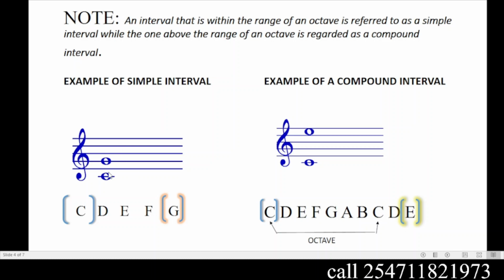The first example of a simple interval, you're having from the middle C here to G. This is C, D, E, F, G. When you count them, there are 5. So it's a fifth. So it's less than an octave, meaning it's a simple interval. So C to G is an example of a simple interval. But when you look at this one, we have C to E. This is C, then to E. So we are getting 1, 2, 3, 4, 5, 6, 7, 8 octave, 9, then you have 10. So this is a compound interval. It's more than an octave.